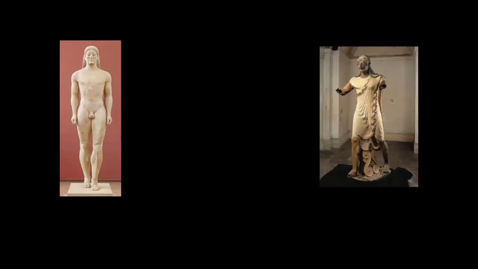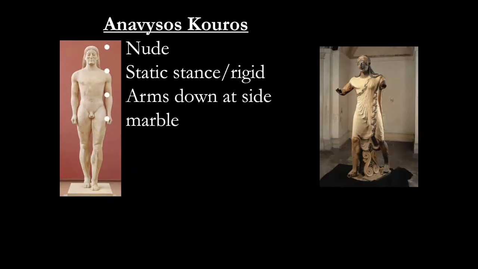All right, so we're going to do some comparisons between the Anavysos Kouros and the Apollo sculpture. So the Anavysos Kouros, we're going to say is nude because that is different than Apollo. Apollo's clothed. Very static stance, right? Still looks like Egyptian, the Menkaure king and queen. The arms are down at the sides, keeping it more stable and connected.